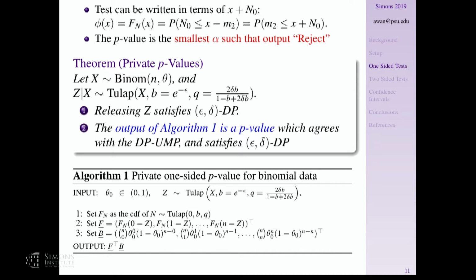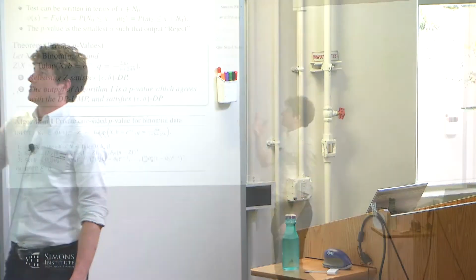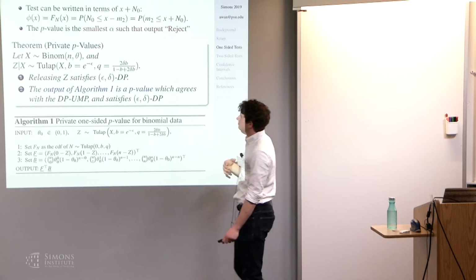And to remind you what a p-value is: if you have a bunch of hypothesis tests at different sizes alpha, the p-value is the smallest alpha such that we would output reject. So you could do a search, maybe a binary search, and you could figure out what's the smallest value of alpha that you can get away with rejecting. That would be the p-value. But it turns out there's an even more efficient way to go about this for this problem.